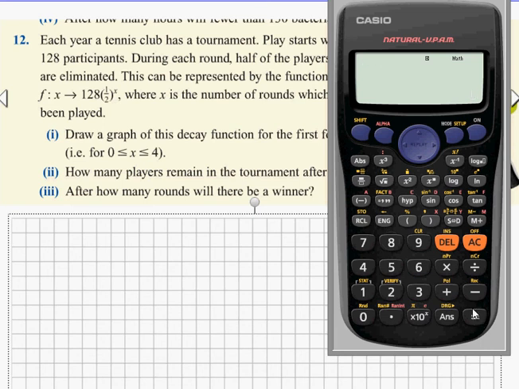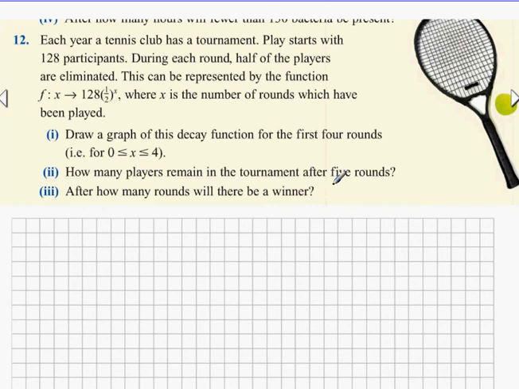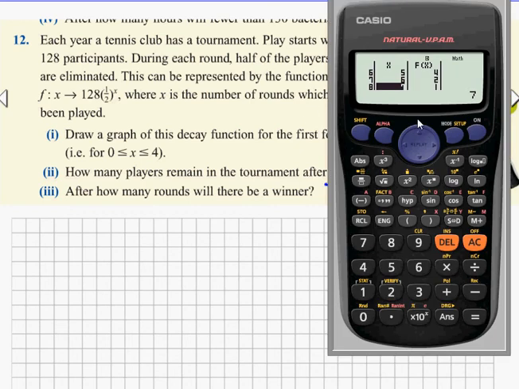Now look what happens. After round 1, there's 64 players. After round 2, after round 3, round 4, round 5, 4, round 6, 2, and round 7, we have a winner. It takes 7 rounds to win. So we can already answer this. After how many rounds will there be a winner? 7 rounds. How many players remain in the tournament after 5 rounds? What did we say it was again? After 5 rounds? 4.